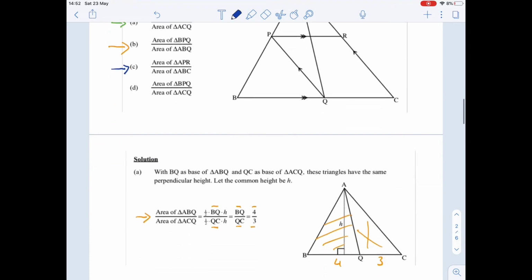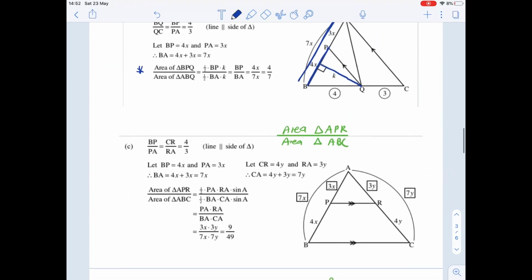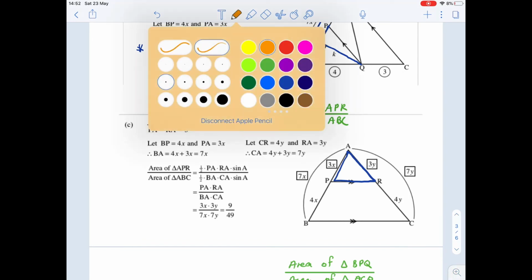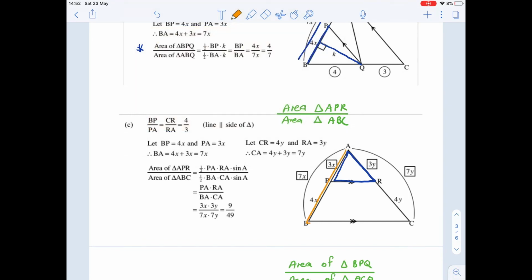Okay, now we're going to look at the third one, and I've got the third one down here. We here want the area of triangle APR, which is this triangle here, over the area of triangle ABC, which is this one here. Now we can see very clearly here that we have a common angle of angle A. So as soon as there's a common angle, we're going to use the area rule from trig.